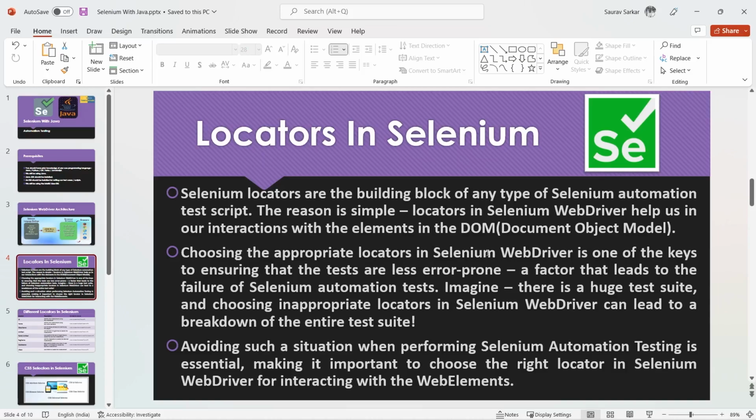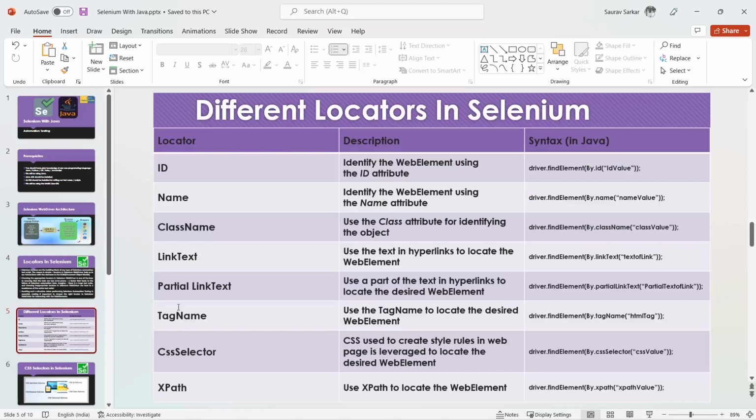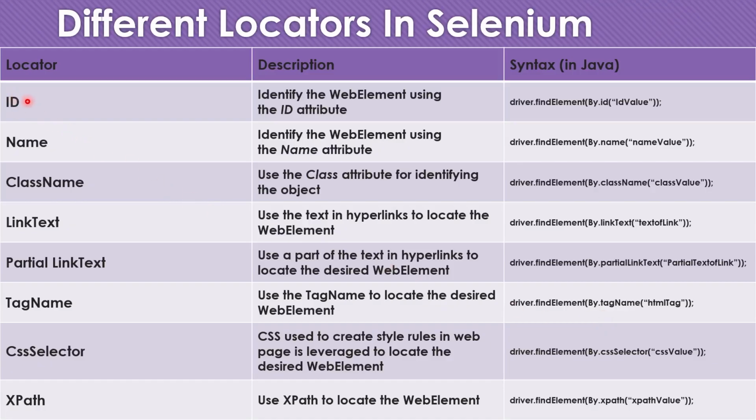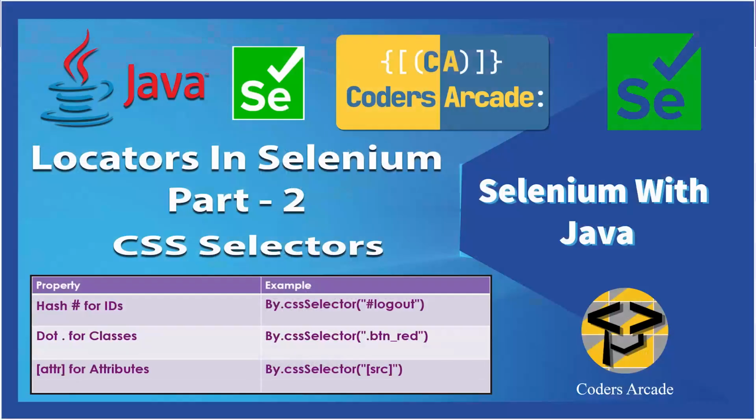Okay. So this will be the second part. As you can see here, we have already covered ID, name, class name, link text, partial link text, and tag name. Okay. Let me just make it full screen. As I said, we have already covered 6 locators: ID, name, class name, link text, partial link text, and tag name. This video will be solely dedicated to CSS selectors.